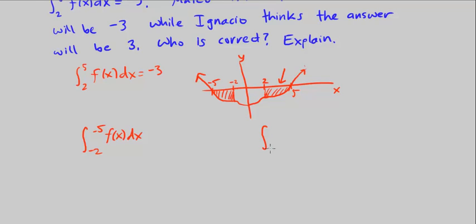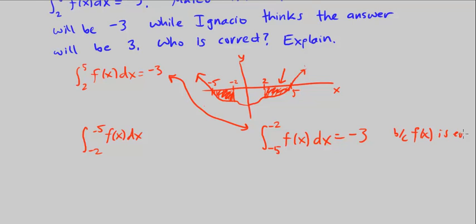The integral from -5 to -2, right, going from left to right of our function is also equal to -3, right? These are equal to each other. Like these regions are equal to each other, okay, because it's an even function, because f of x is even, right?